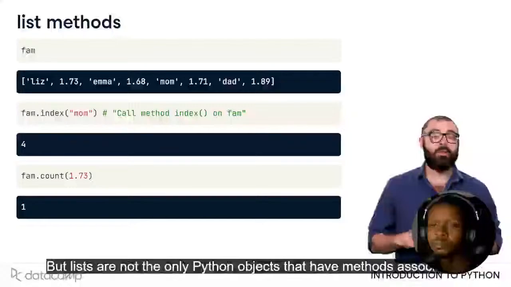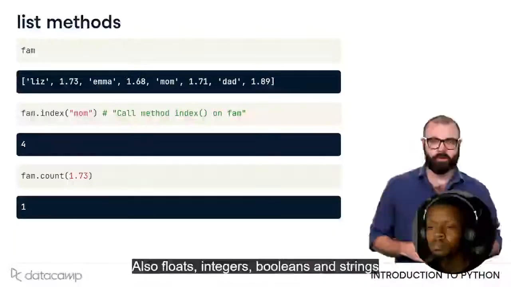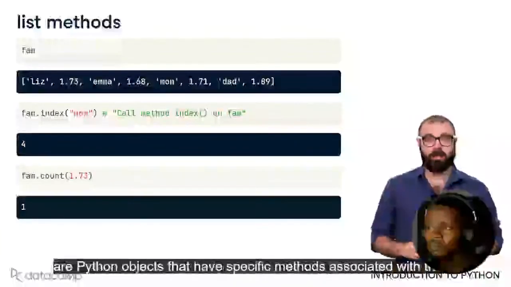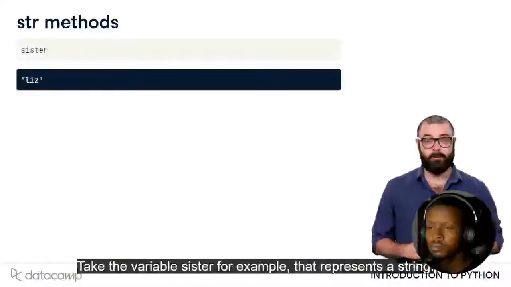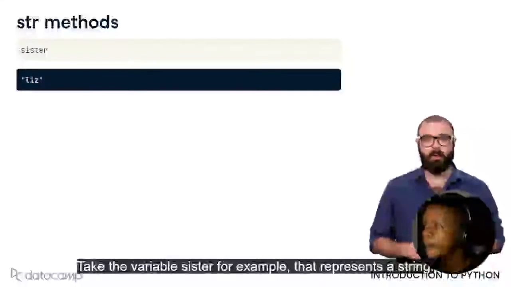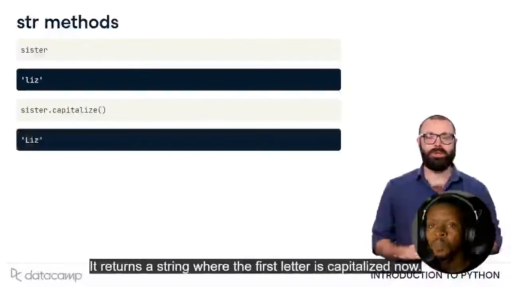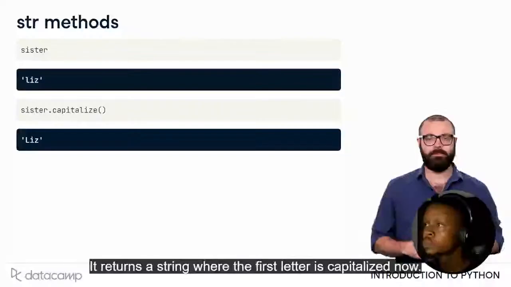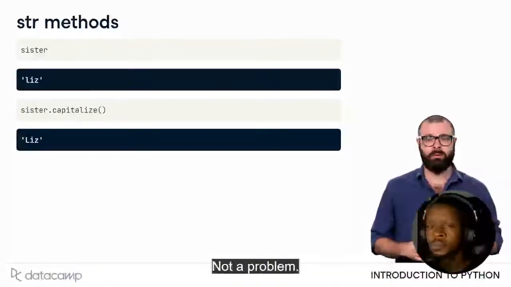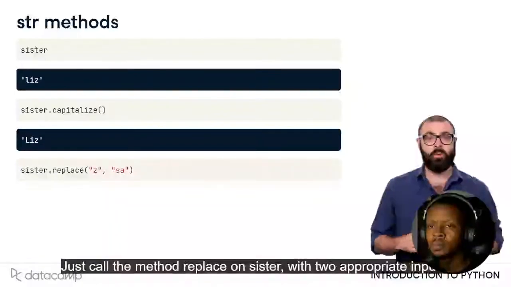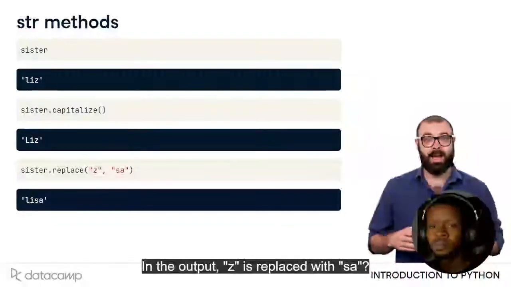But lists are not the only Python objects that have associated methods. Also, floats, integers, booleans, and strings are Python objects that have specific methods associated with them. Take the variable sister, for example, that represents a string. You can call the method capitalize on sister without any inputs. It returns a string where the first letter is capitalized now. Or what if you wanted to replace some parts of the string with other parts? Not a problem. Just call the method replace on sister with two appropriate inputs. In the output, z is replaced with sa.